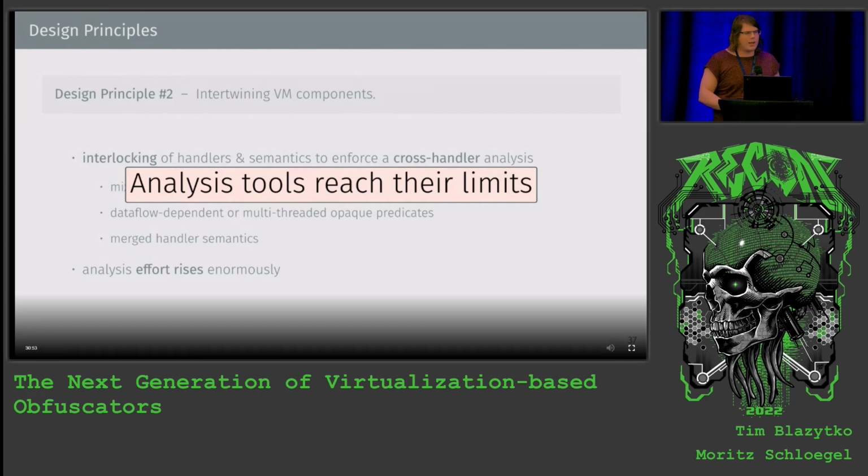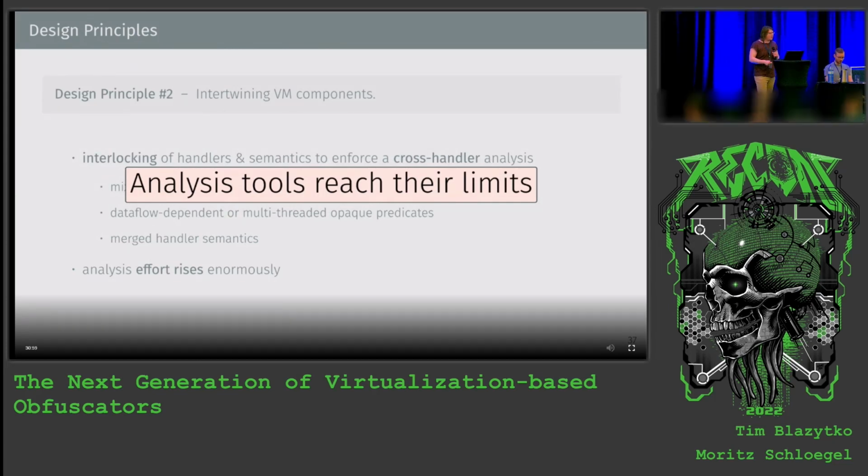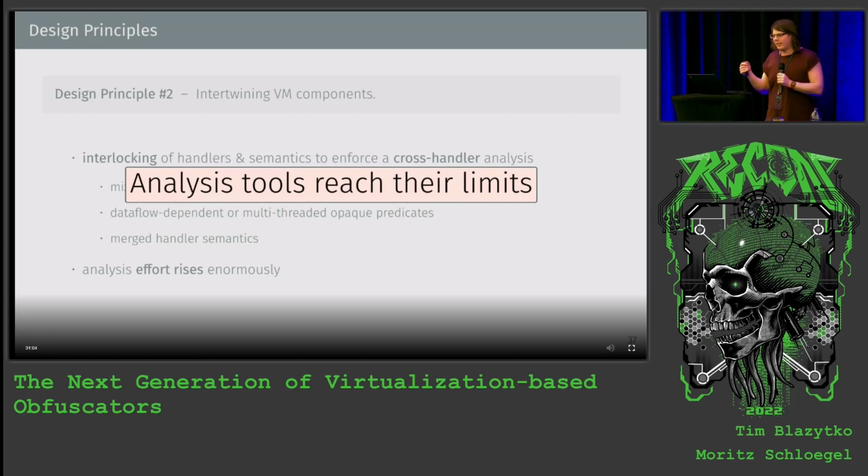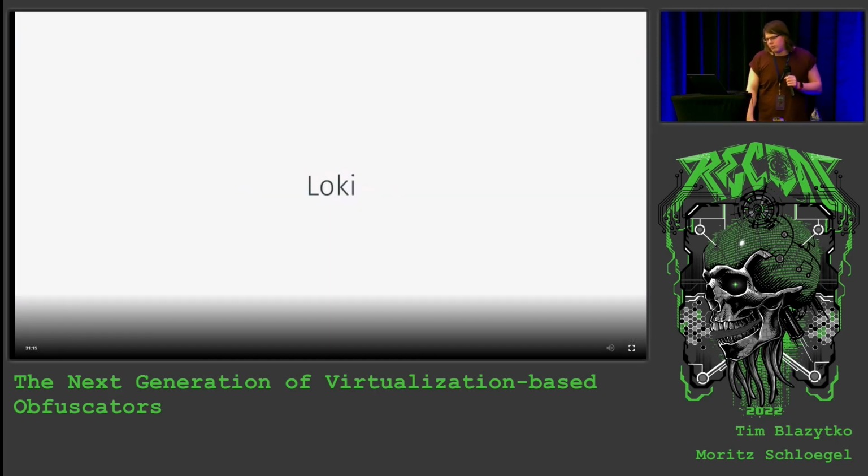So, to conclude, we basically have two design principles, which make current VMs and the next generation of VMs way harder. The first is we make target-specific instruction handlers, and the second is we enforce a global analysis by interlocking VM components. And now I will direct the talk flow to Moritz, who will talk about Loki, a project of ours, and will talk about how one of these next-gen prototypes may look like.